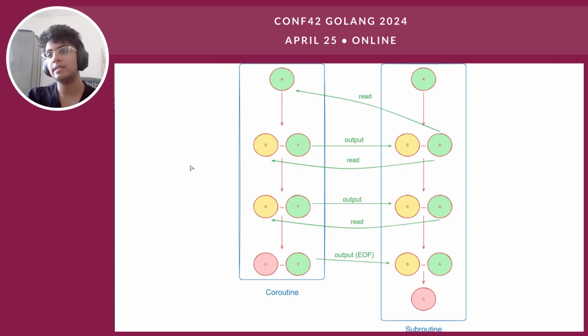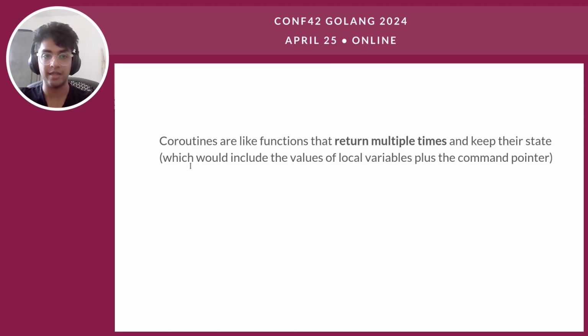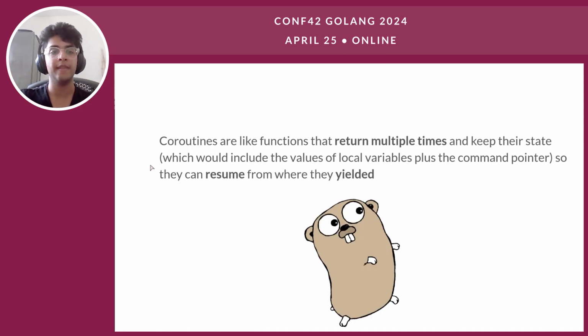Now you will start seeing why this is important, and you can probably already start seeing why a paradigm like this could be pretty useful. So coroutines are like functions that can return multiple times and keep their state, which means all the local variables plus the command pointer, everything, and they can resume from where they yielded.